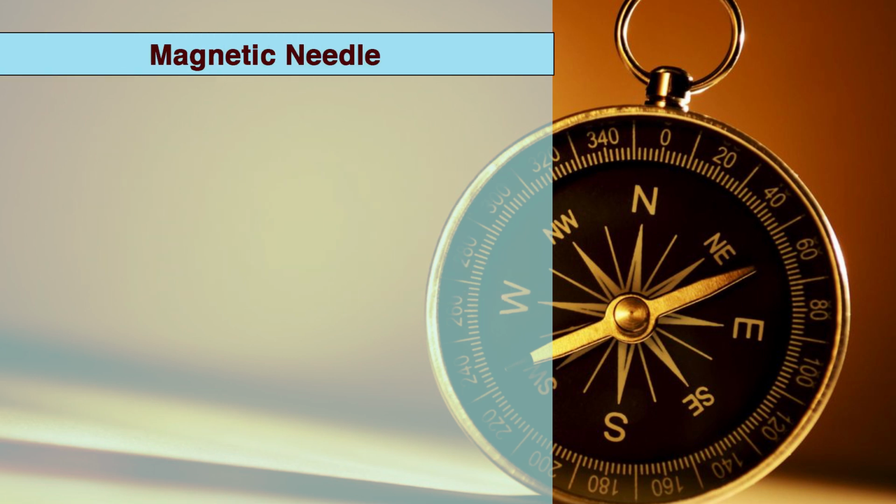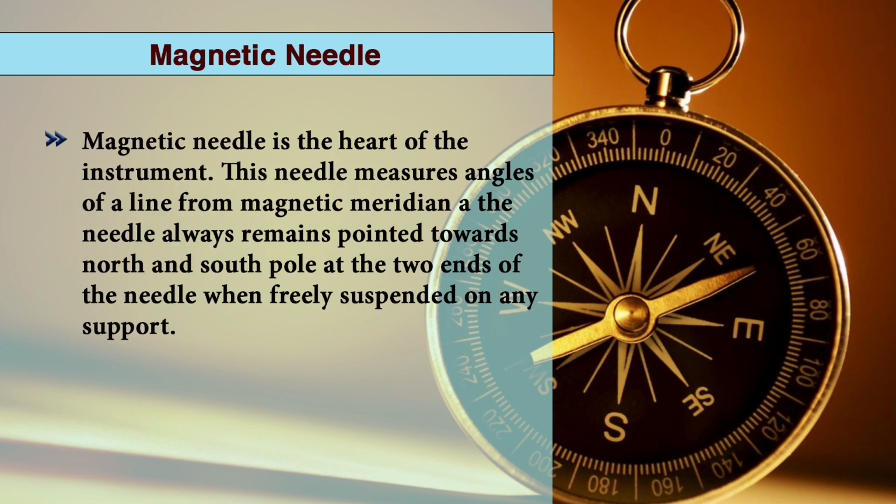Next component, and the main component, is the magnetic needle. The magnetic needle is the heart of the instrument. This needle measures angles of a line from the magnetic meridian. The needle always remains pointed towards the north and south poles at the two ends of the needle when fully suspended on any support.